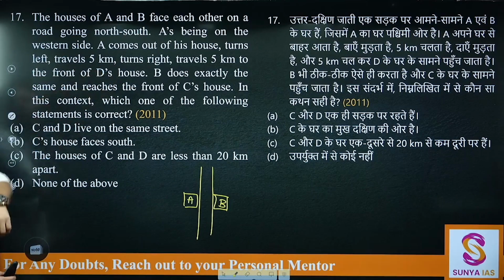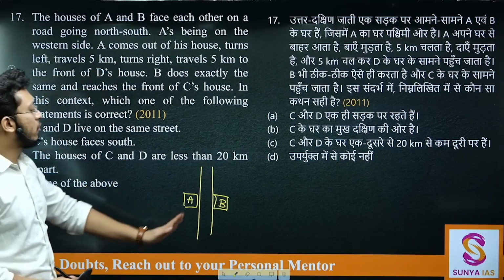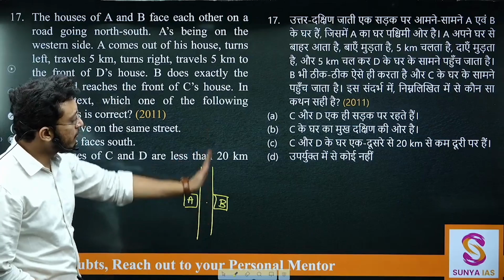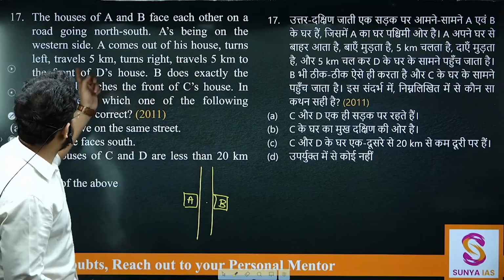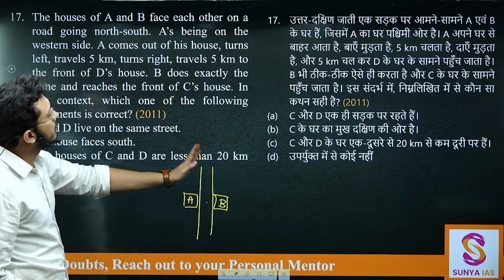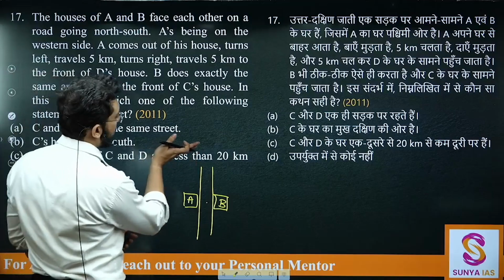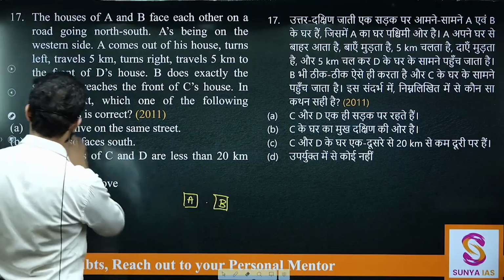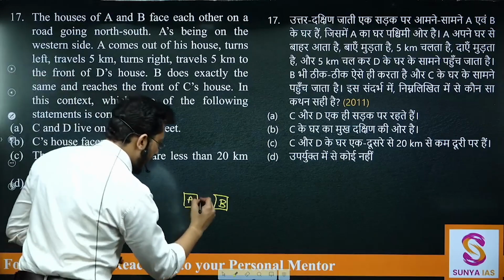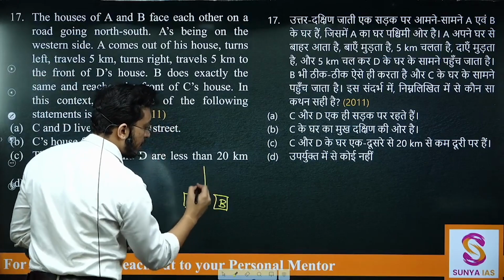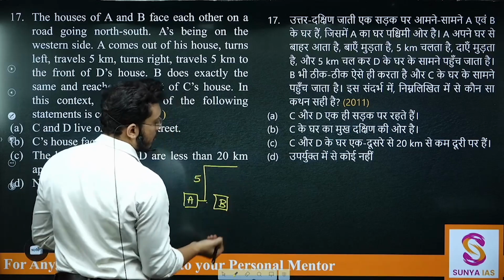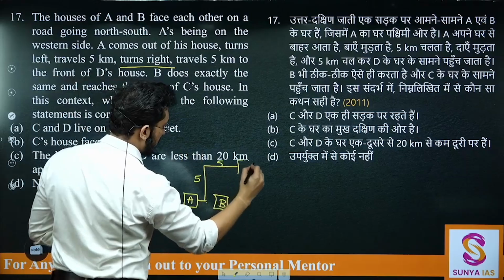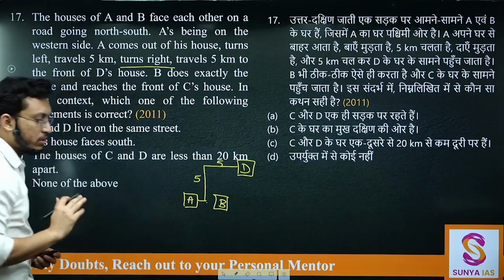A comes out of his house and turns left, so he'll move this side, and travels 5 kilometers. Then he turns right and travels 5 kilometers to the front of D's house. So what A is doing is: A comes out of his house, turns left, travels 5 kilometers, turns right and travels 5 kilometers to the front of D's house. So this is where D's house is.